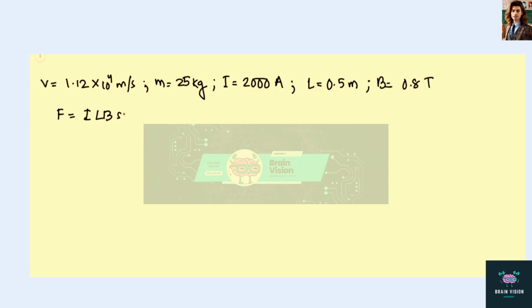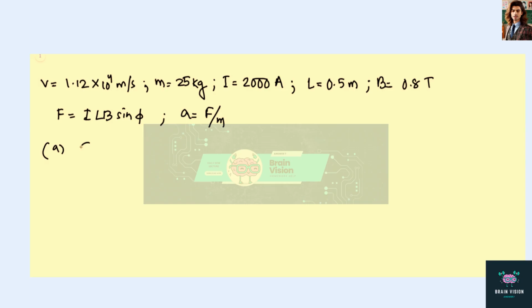We know that the force exerted by the magnetic field is given by I times L times B sine phi, where phi is the angle between L and B. And by Newton's law, we know that acceleration is given by F over M, and acceleration has to be a constant over here. Now, we can apply this constant acceleration equation to relate the velocity and the distance for the first part.